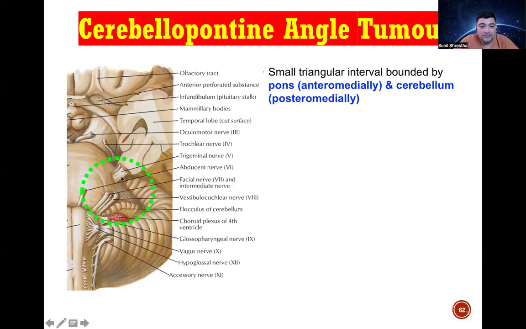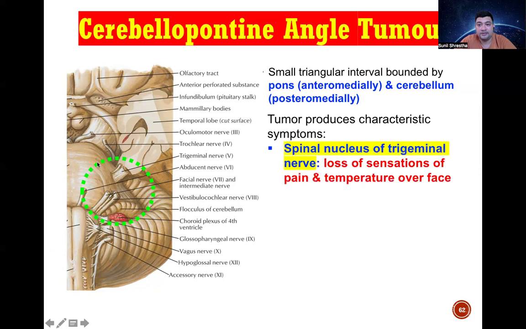Similarly, there might be a tumor here in this region. Okay, that tumor is also called a cerebellopontine angle tumor. It is a small triangular interval bounded by the pons anteromedially and the cerebellum posteromedially. So if there is a tumor in the cerebellopontine angle, we consider it to be a cerebellopontine angle tumor.